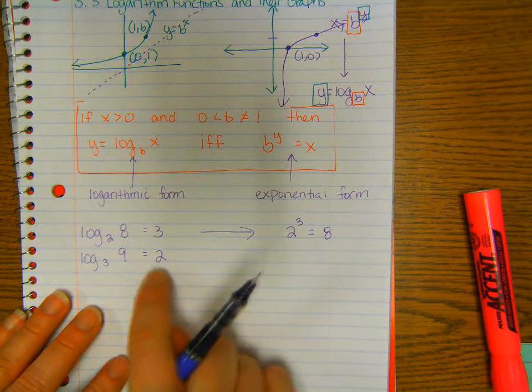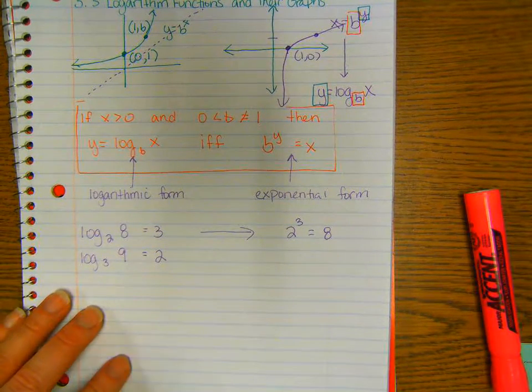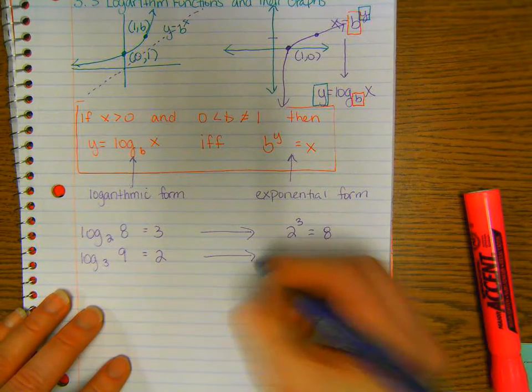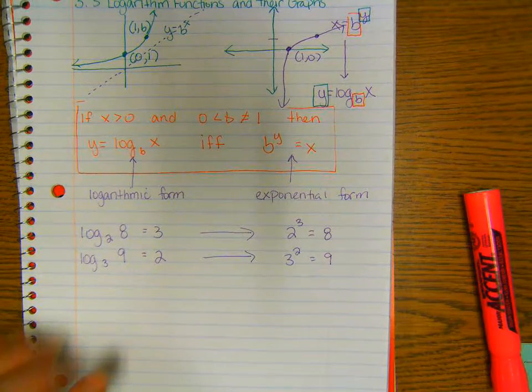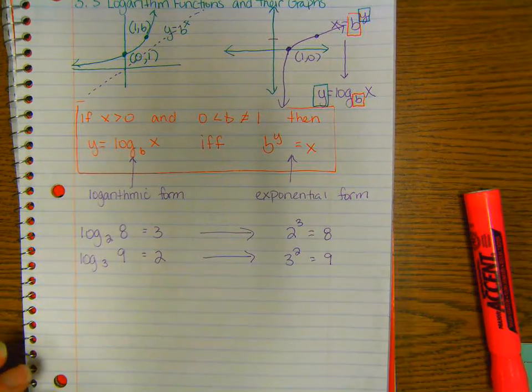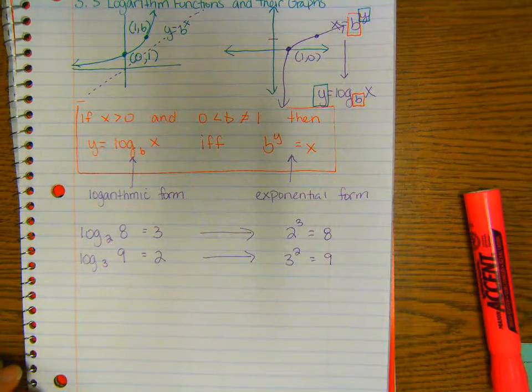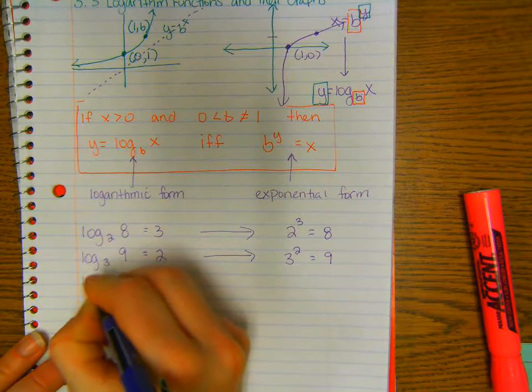Okay, let's move along. Let's do one more. So how about 5 to the x equals 1 over 25? 5 to the negative second equals 1 over 25. How would I write that? Log base 5 of 1 over 25 equals, and what power did we get? Negative 2.